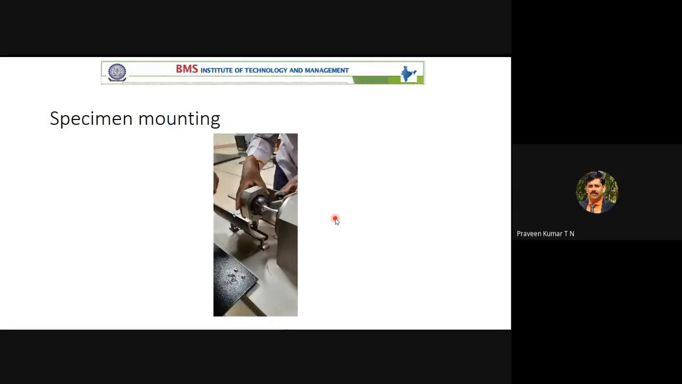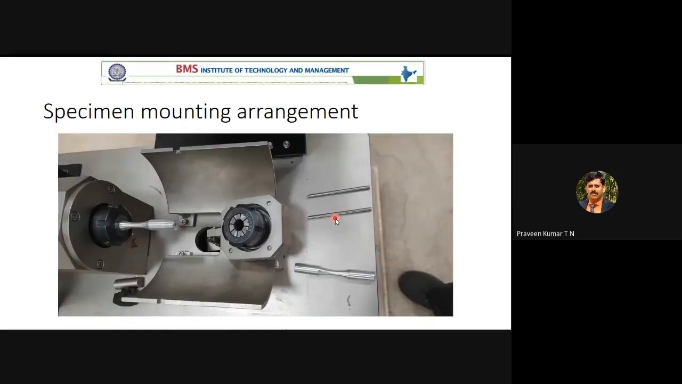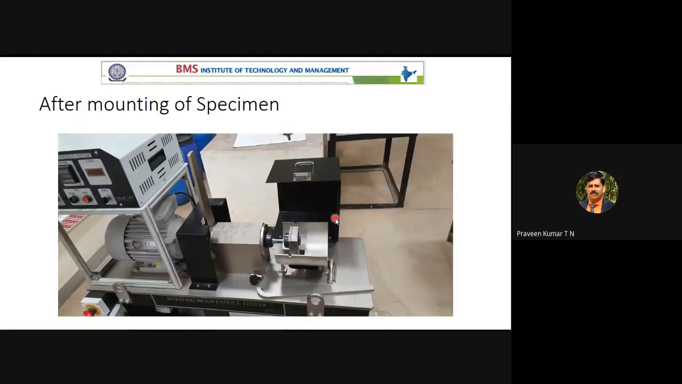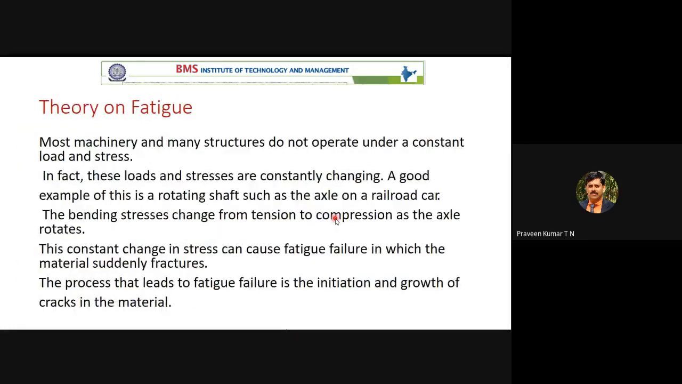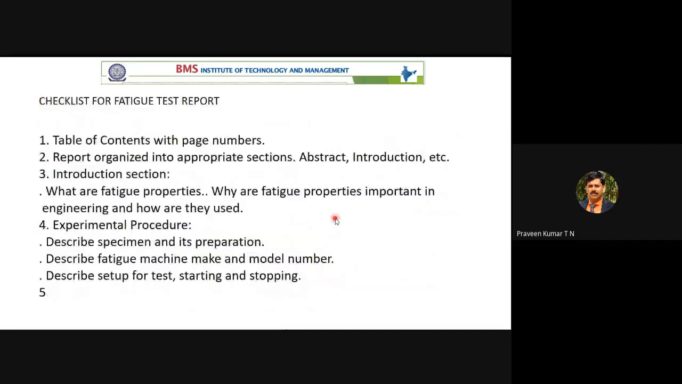This is the arrangement for mounting, everything is seen. This is again the arrangement of the mounting. The specimen should be mounted properly. The surface finish of the specimen should be very high, especially for fatigue testing. This is a weight. This is specimen fixing. The experimental procedure you have already discussed.